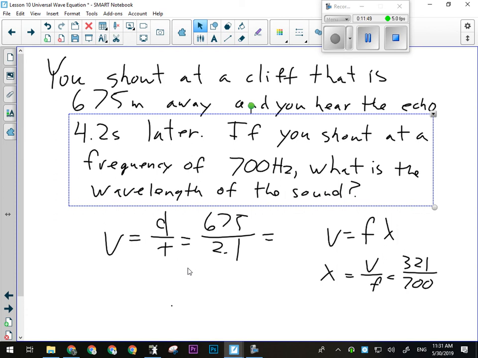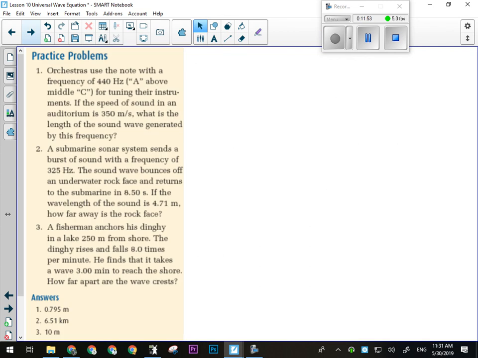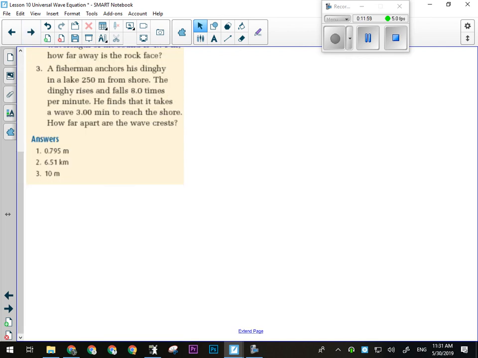Okay, any other questions on that one? All right. So let's have you guys try number 2 because that's like what we just talked about here. I'll make it bigger so you can read it.